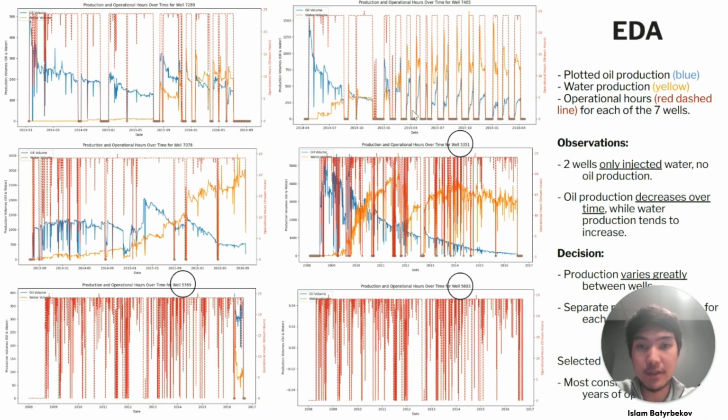As part of EDA, I plotted production trend for each of the 7 wells. And here is the blue line, the amount of oil produced over time. The yellow is water production, and the red shows operational hours.